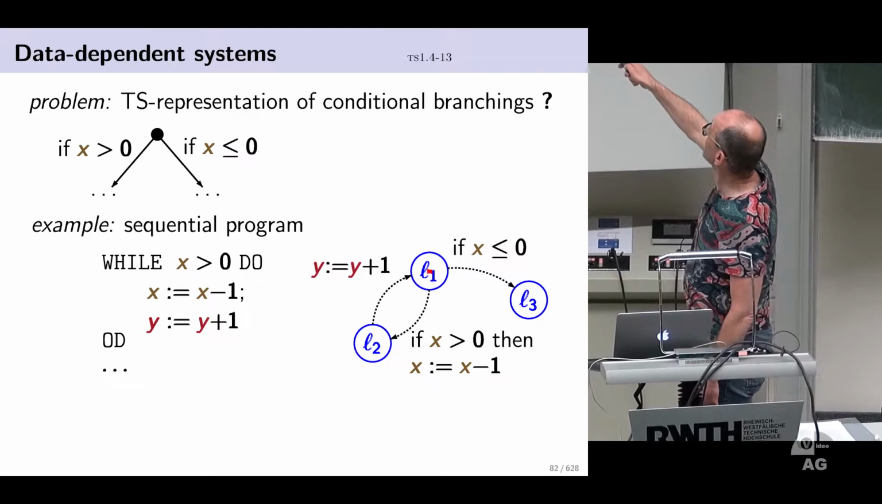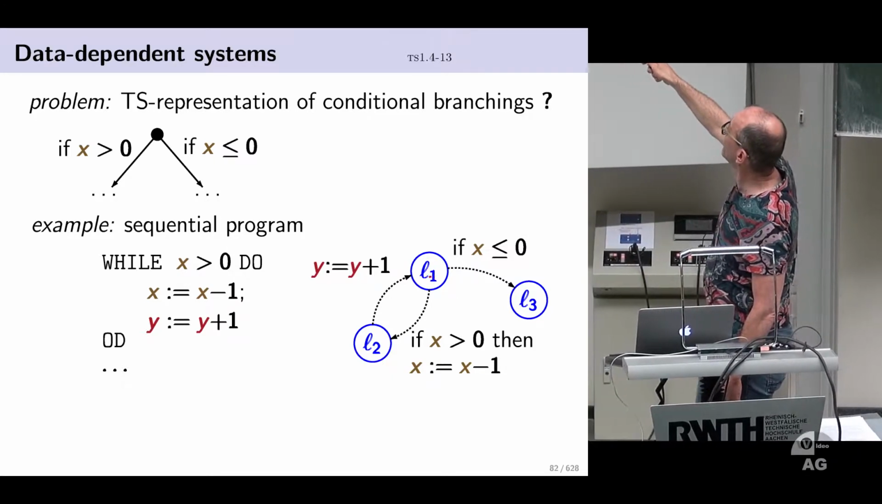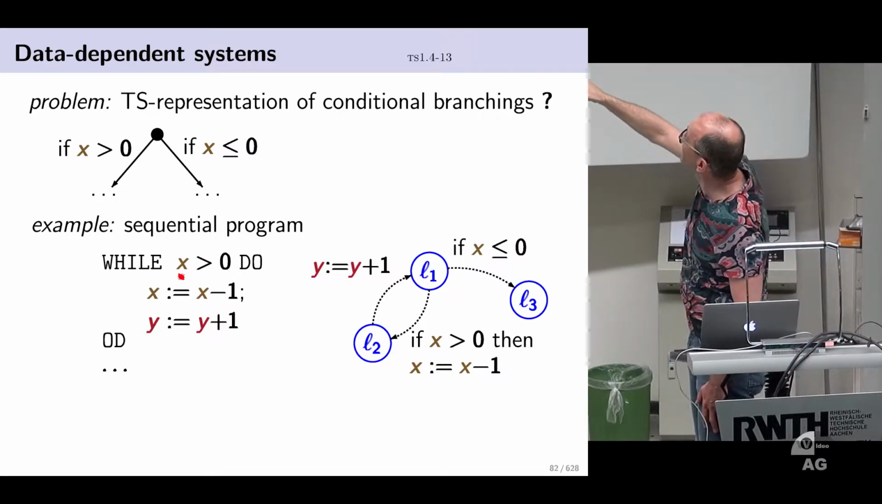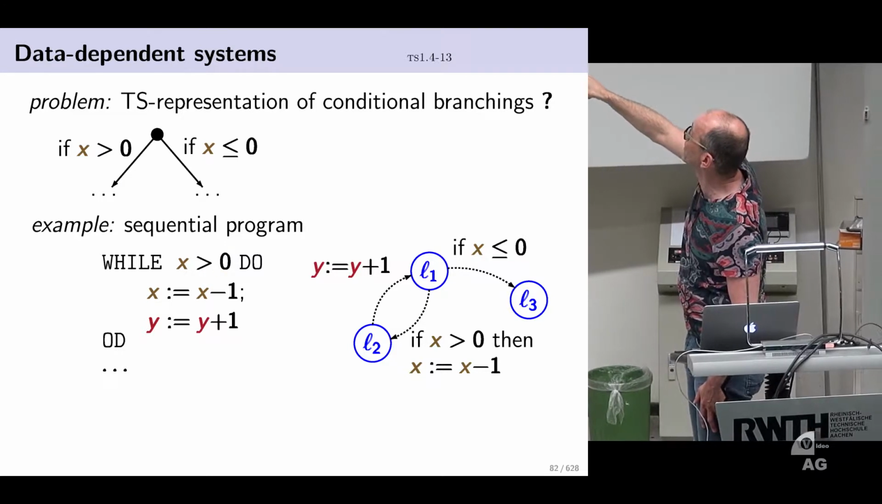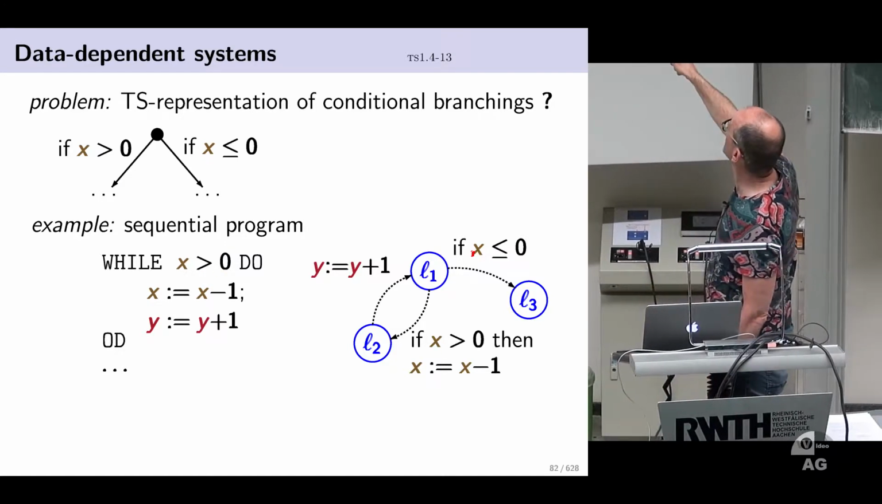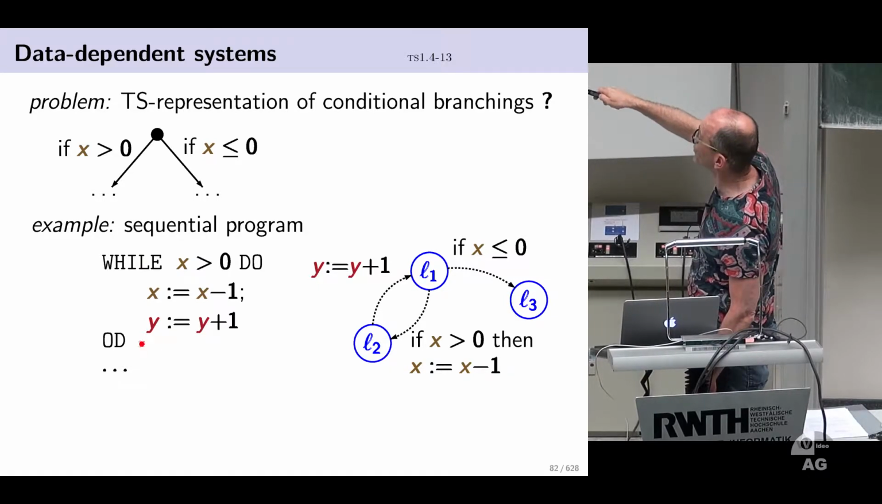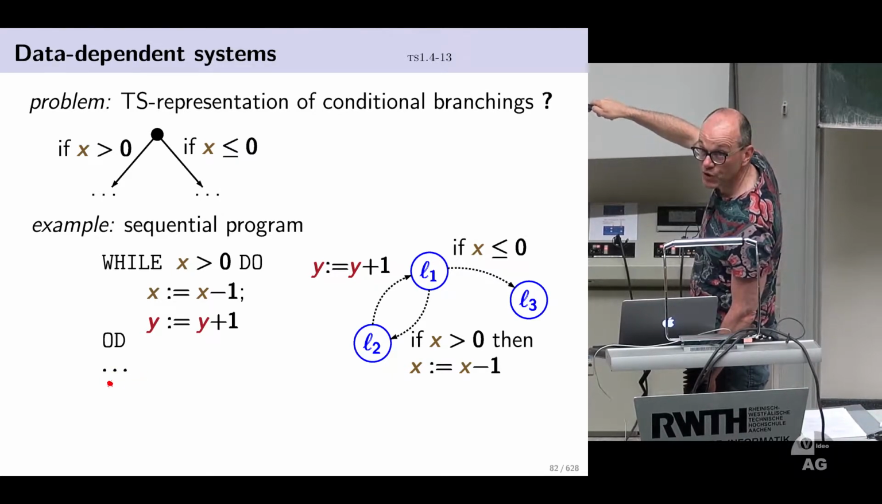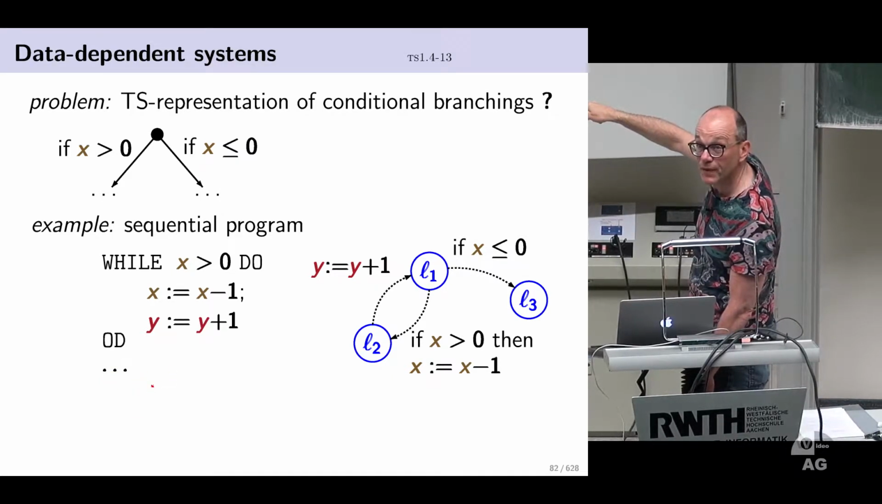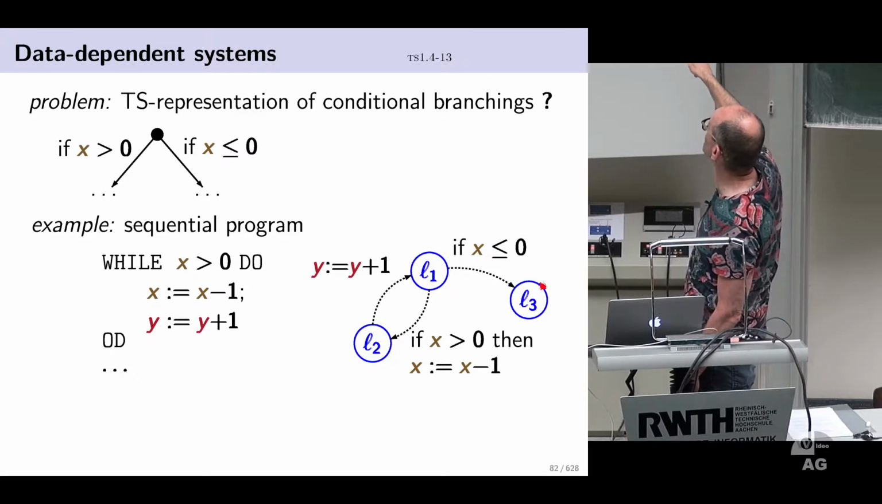Suppose that we start in L1. Then what do we have to do? We first have to evaluate the guard x is larger than 0. If x violates the guard, that means we are not going to execute the loop. That means basically we go to the location which corresponds to those 3 dots. We should continue here, which is indicated by this location L3.